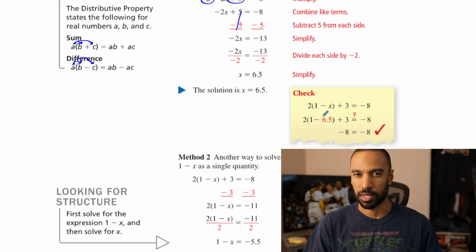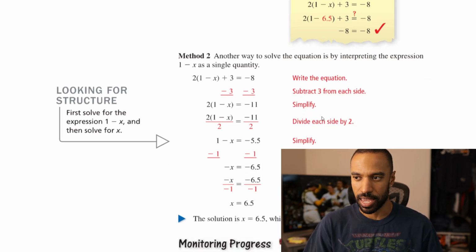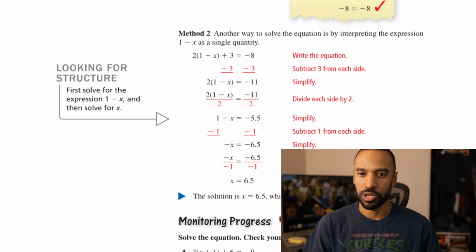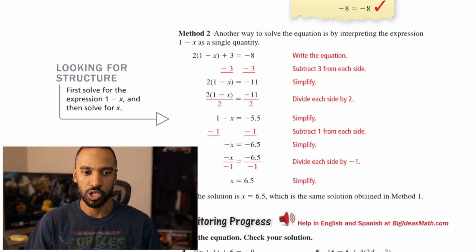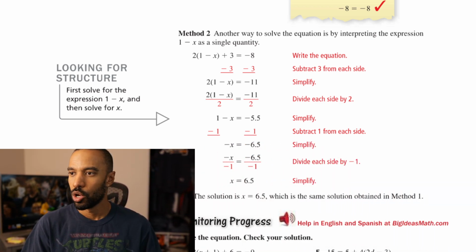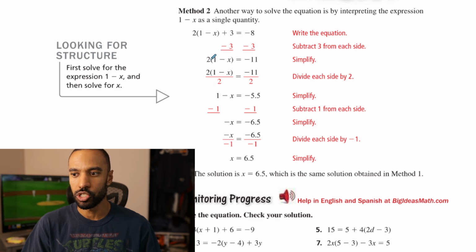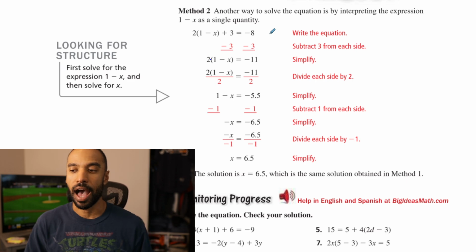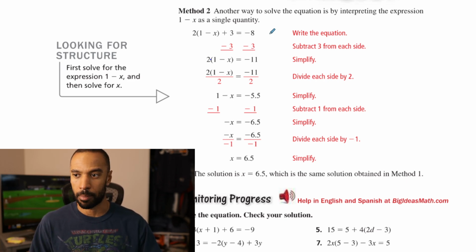There is a second method, and I'll read what they state. There's a reason why I probably wouldn't do it for this problem, but I'll bring it up in a second. Another way to solve the equation is by interpreting the expression 1 minus x as a single quantity. We know we're solving for x, but because 2 is multiplying by that whole thing, my goal is still to get x by itself. I could divide both sides by 2 when I'm at that stage.